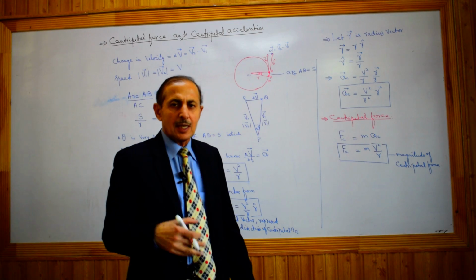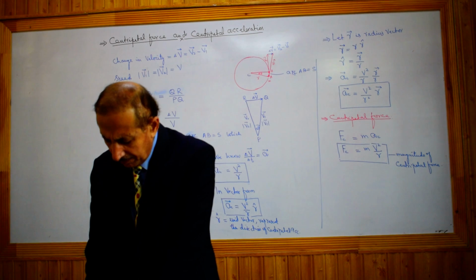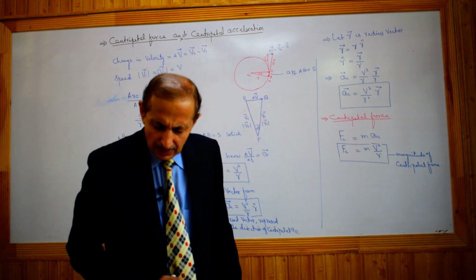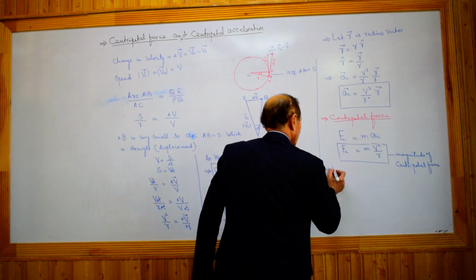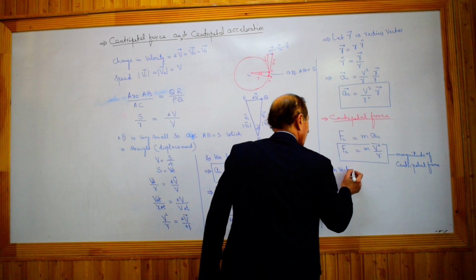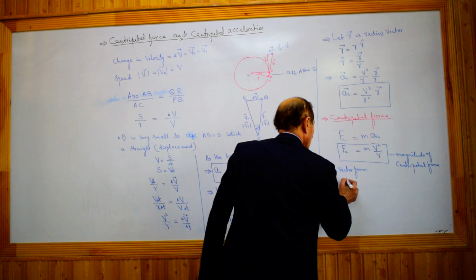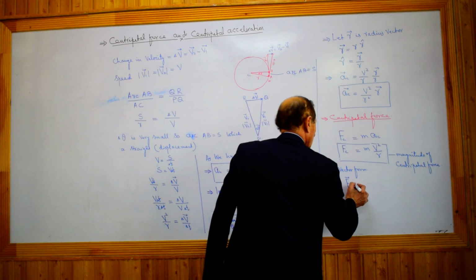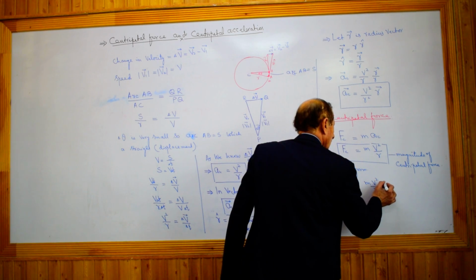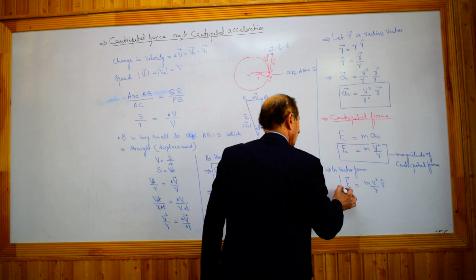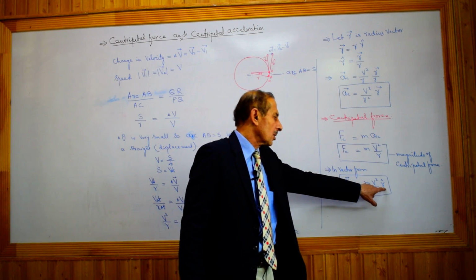Now centripetal force is also a vector quantity. Its direction is always towards the center of the circle. So in vector form, we can write the centripetal force. Centripetal force is equal to m v square divided by r in terms of unit vector. So we get this form, with the direction of the centripetal force in terms of unit vector.